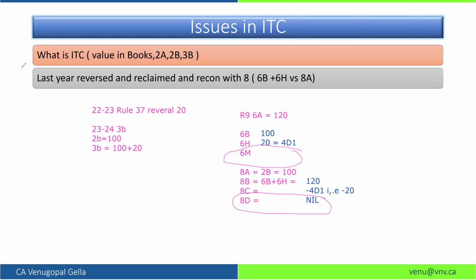So I agree. There is another way of reporting one can think of. Let me change this color now. Let me put it to green. Your 6B, you will be putting 100, 6H 0, 6M you will be showing 20. So when it comes to your table 8, table 8A will be showing 100, 8B will be showing 100, 8C is 0, 8D is 0. This is another way of reporting.